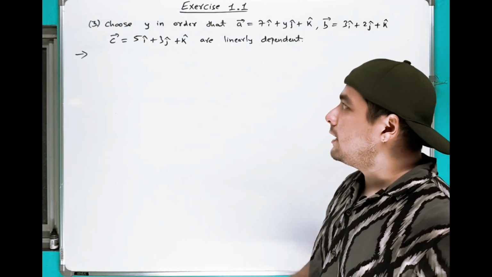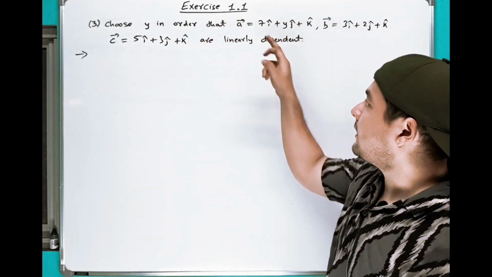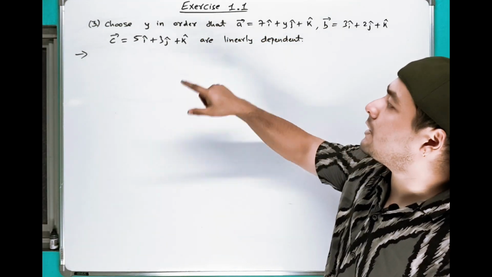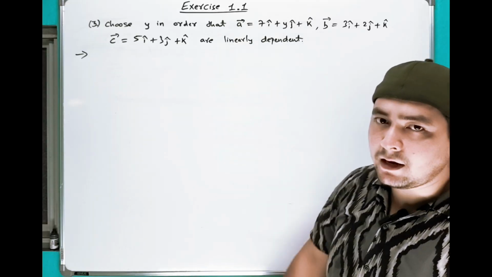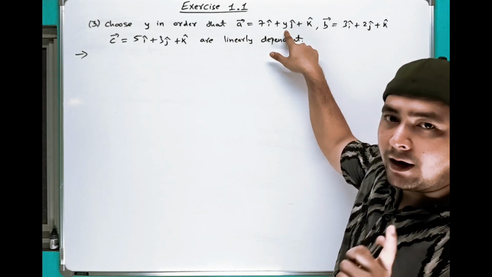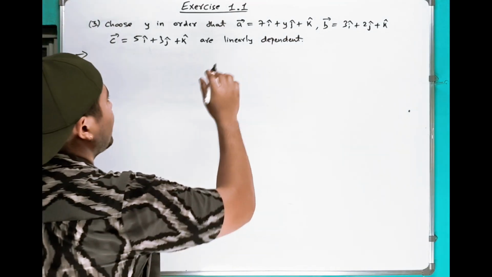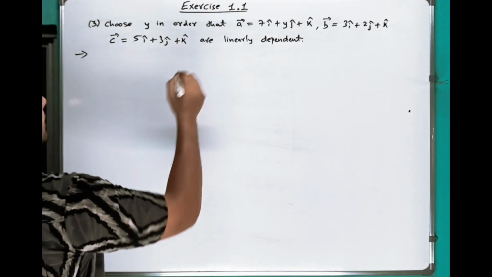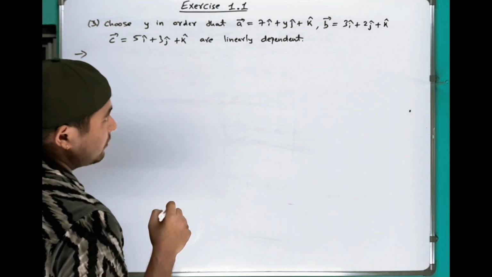So in question number 3, we have been given three vectors a bar, b bar and c bar, and we have been given that these vectors are linearly dependent. So we have to find this unknown value y. We know that whenever vectors are linearly dependent, their scalar triple product is always 0.